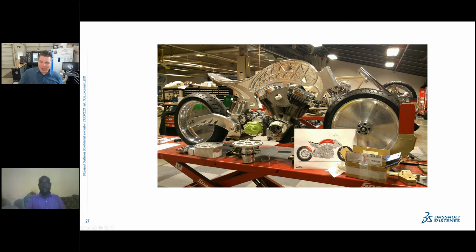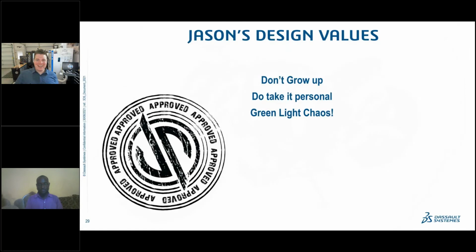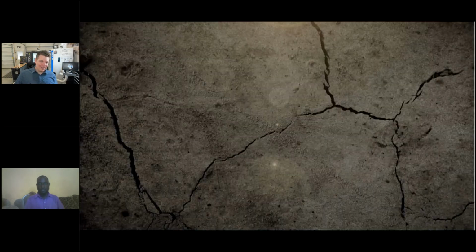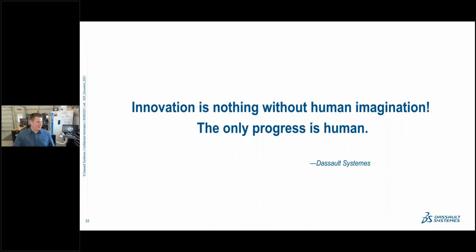It was rubber mounted, so it had some flex to it. And here's the finished bike, right? The exhaust was about 6 inches too long for my liking, but you can't win them all. And a couple of design values: don't grow up, do take it personal, and green light chaos, I always say. And innovation is nothing without human imagination. The only progress is human, all right?